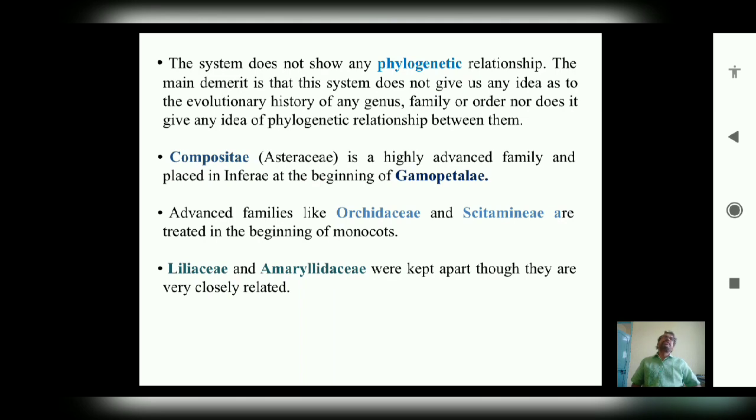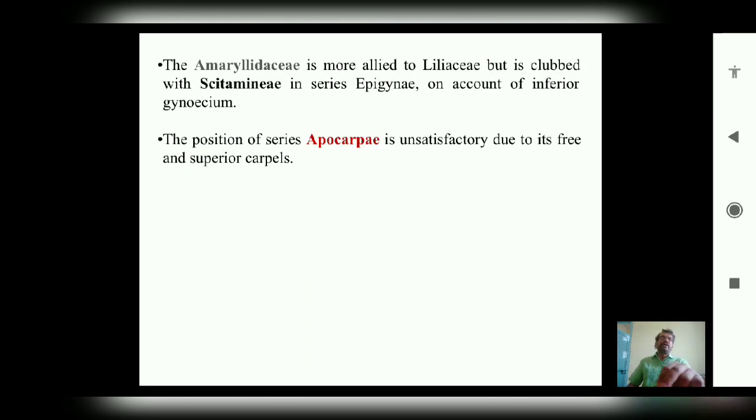Advanced families like Orchidaceae and Scitamineae are treated in the beginning itself in the monocots. Liliaceae and Amaryllidaceae, though closely related, were kept apart in their system of classification, which again is a demerit. Amaryllidaceae is more allied to Liliaceae but is clubbed with Scitamineae in series Epigynae on account of the inferior gynoecium. The position of series Apocarpae is unsatisfactory due to its free and superior carpels.